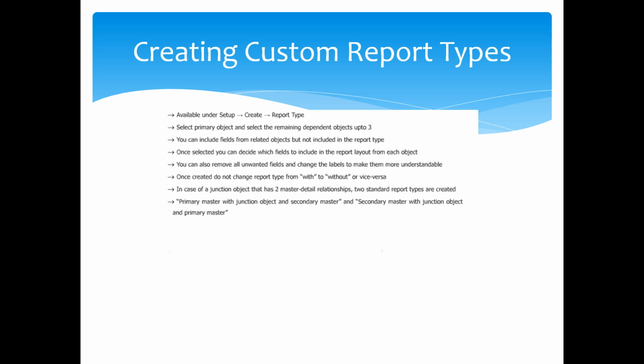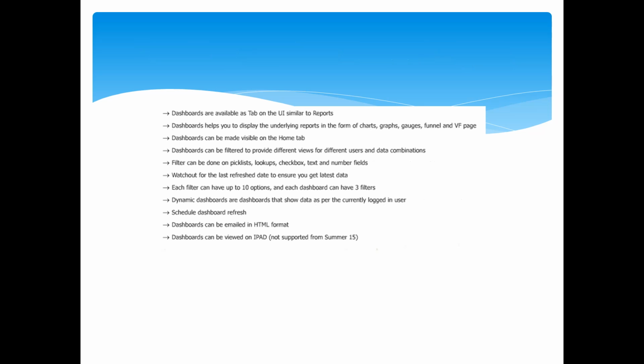So this outlines the steps to create a report type. Basically, you create a report type, select the object, include the fields, and remove the fields that you don't want. And in the case of a junction object, which is a many-to-many relationship, two standard report types are created, primary master and secondary master. So these are various ways in which you can create custom report types.